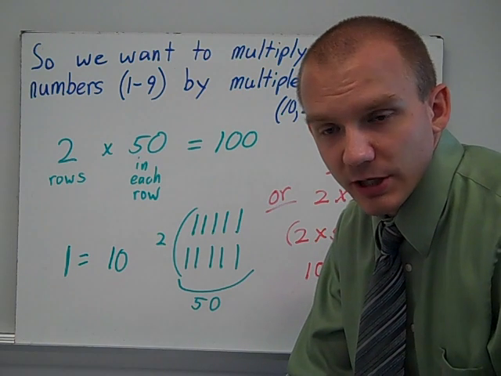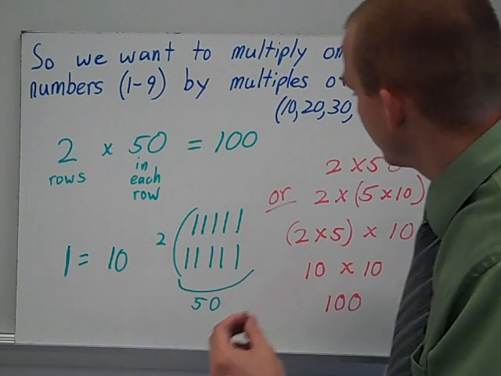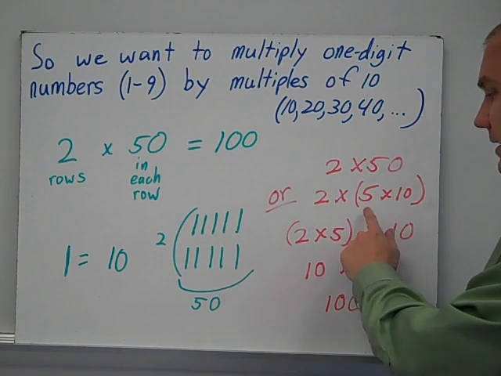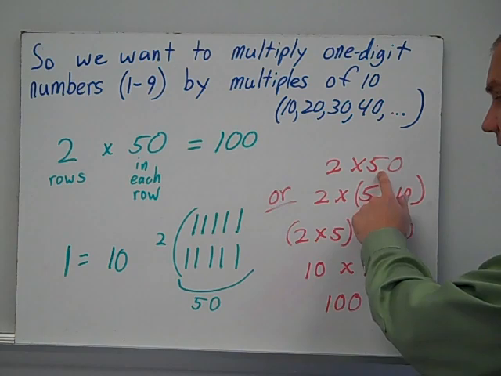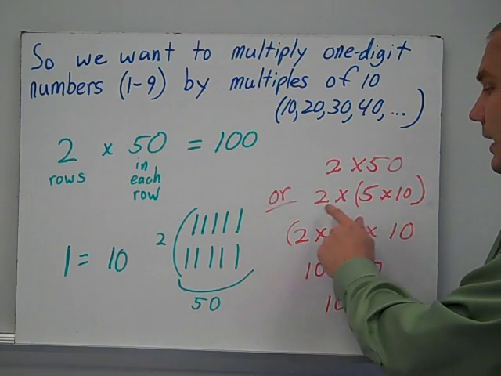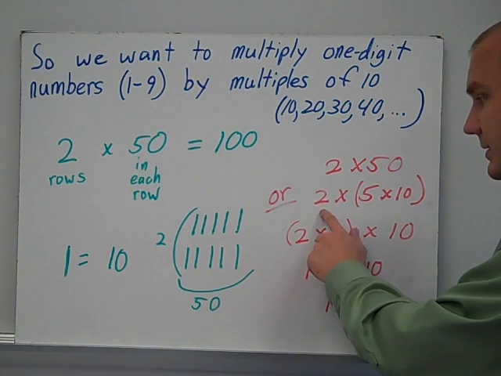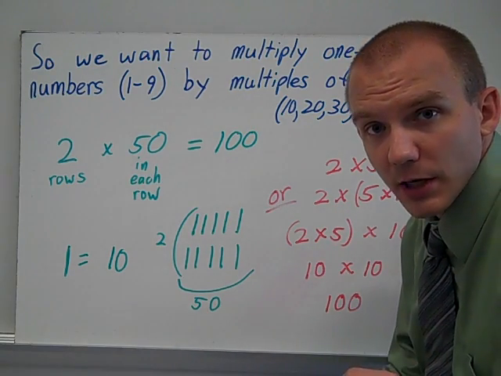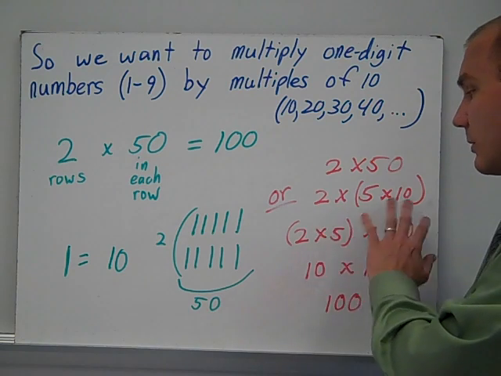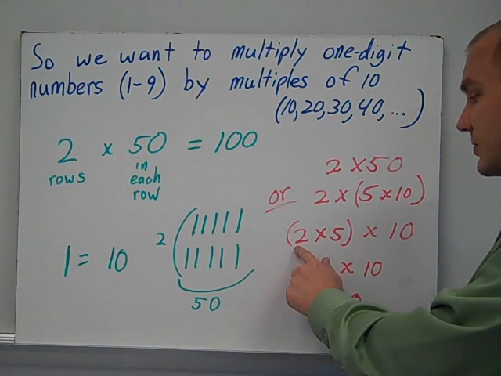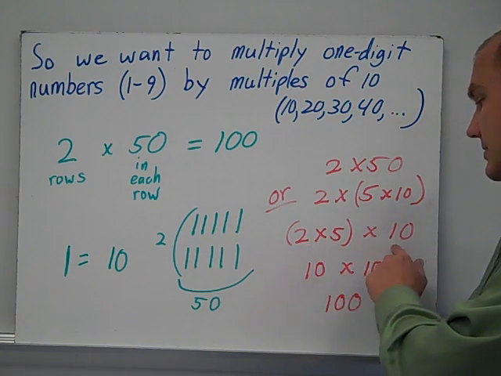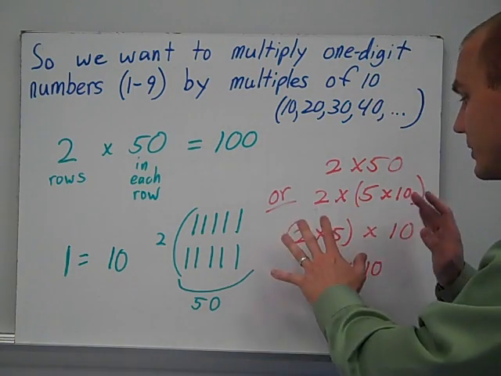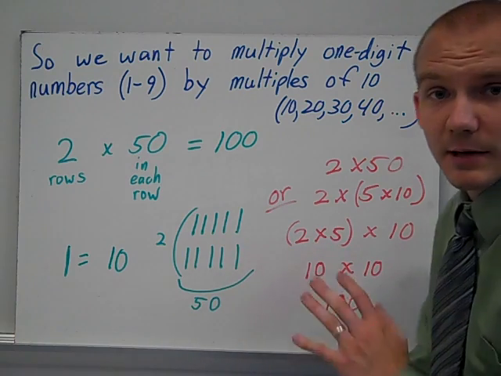The property we're going to use here is called the associative property. You could do 2 times 50, except 50 is really 5 times 10. So I'm going to replace 50 with 5 times 10. Now my whole number sentence says 2 times 5 times 10. According to the associative property of multiplication, I can regroup these however I want, and I will still get the same product. The associative property says the way I group them, the order I multiply them in, doesn't matter.